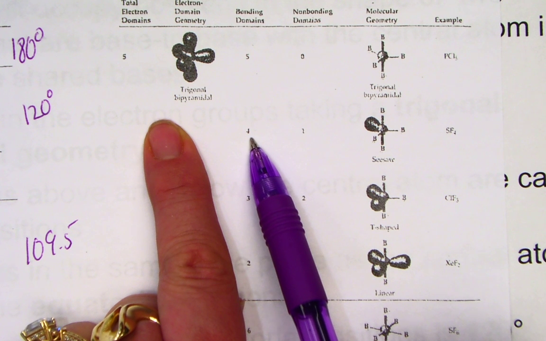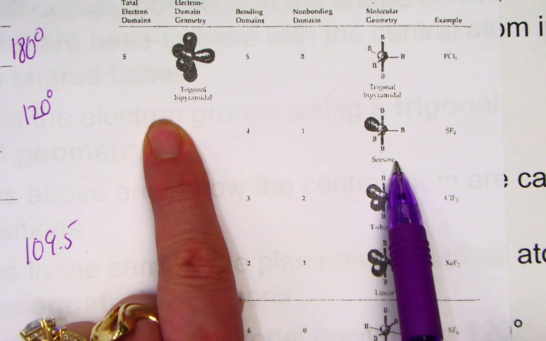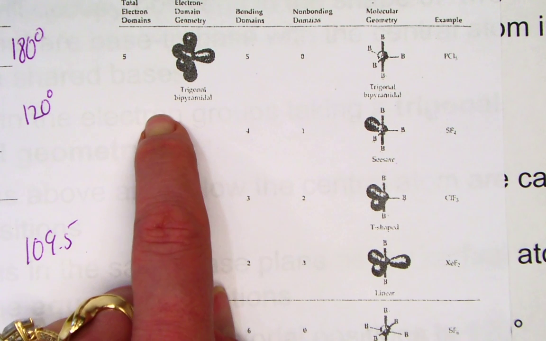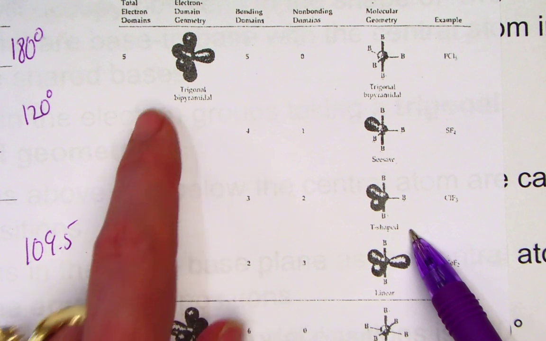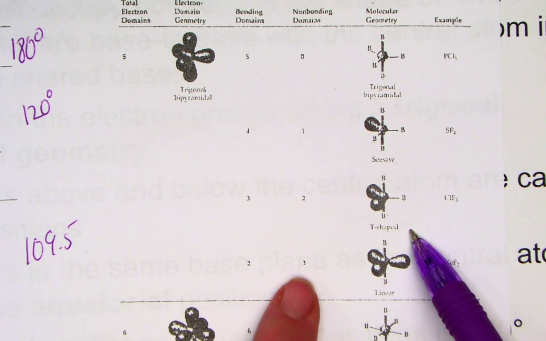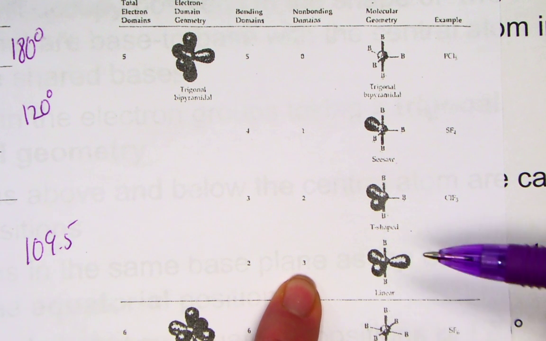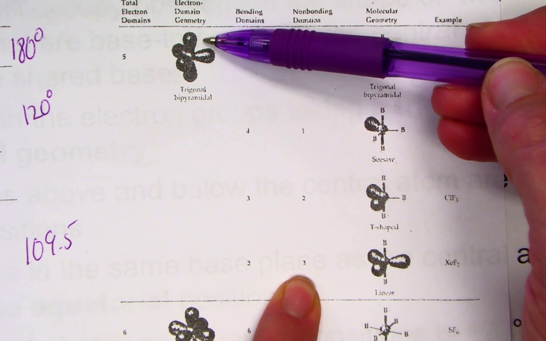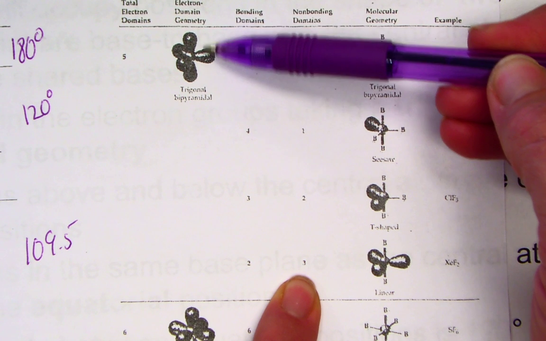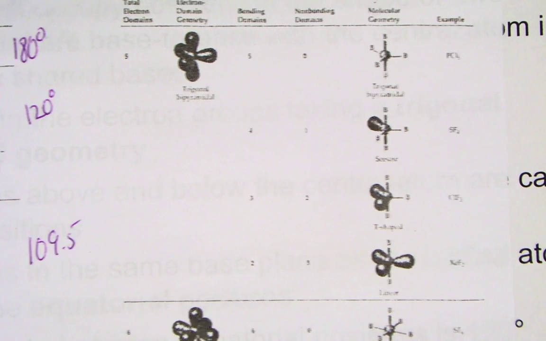If 4 are bonded and 1 is non-bonded, we have a shape called seesaw. If 3 are bonded, 2 non-bonded, it's called T-shaped. And if 2 are bonded with 3 unbonded pairs, it will create a linear molecular geometry. 4 possible molecular geometries when we have 5 electron domains. The electron domain geometry is known as trigonal bipyramidal.